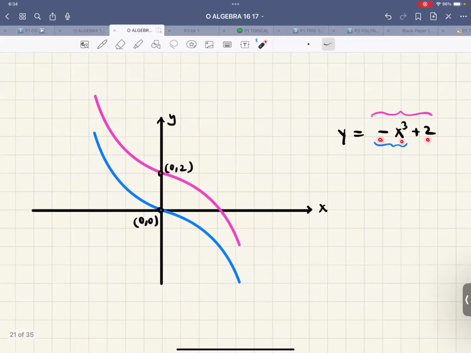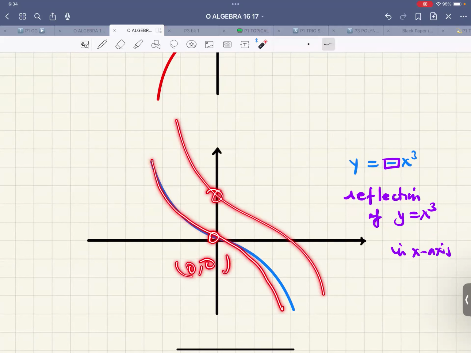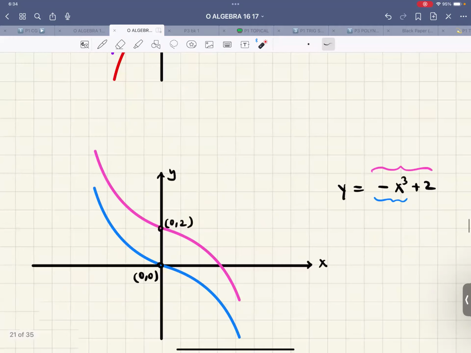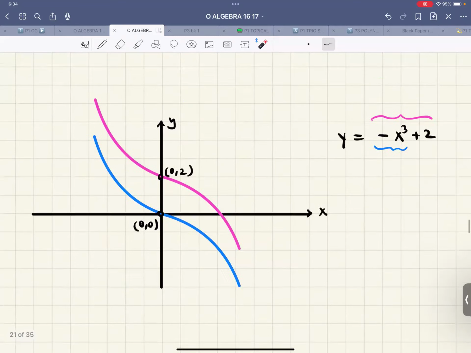Similarly, y is equals to negative x cube plus 2. So this is the graph of negative x cube. This is shifted 2 units up. So 0, 0, the point through the origin itself, becomes 0, 2. So these are the two basic graphs. These both relate to translation.